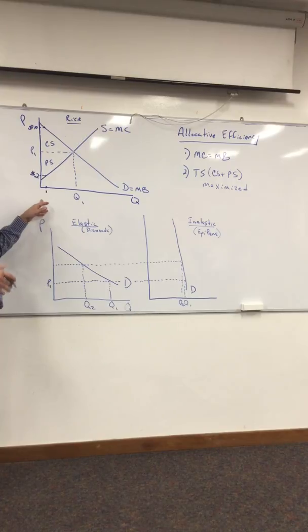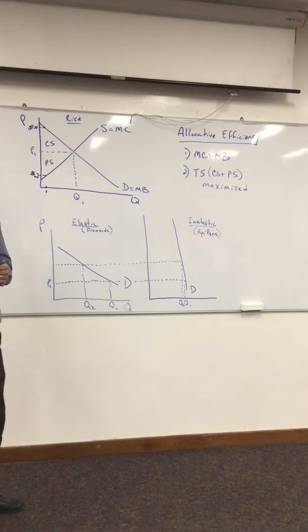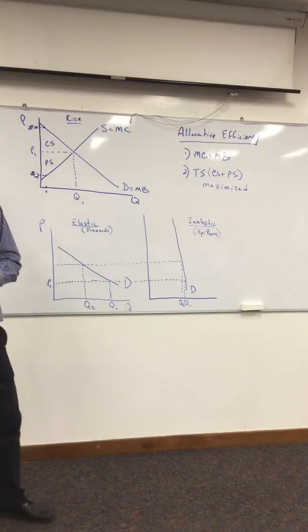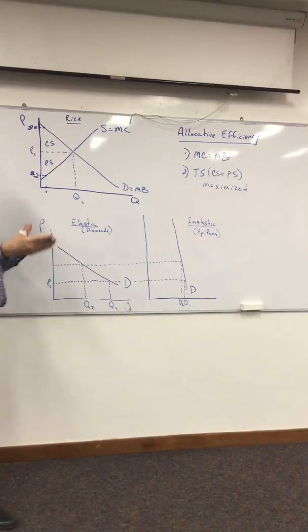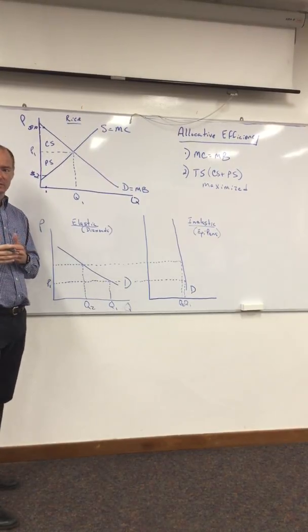Okay? Now, as you produce more rice, the marginal benefit reduces. And so that comes from the law of diminishing marginal utility, right? The more we consume of a good, the less value we place on the last unit consumed. And as we consume more rice, it also means we're consuming less potatoes.